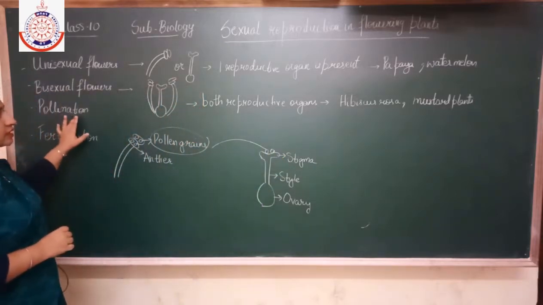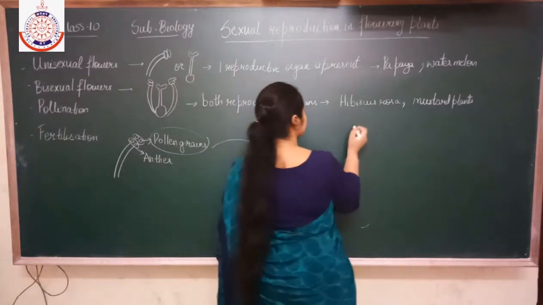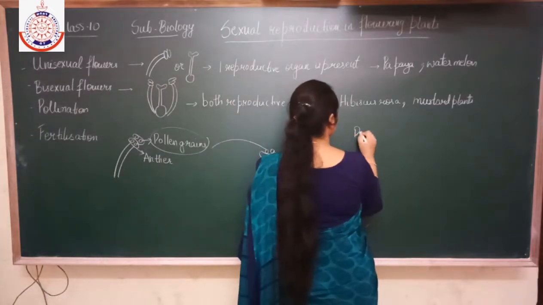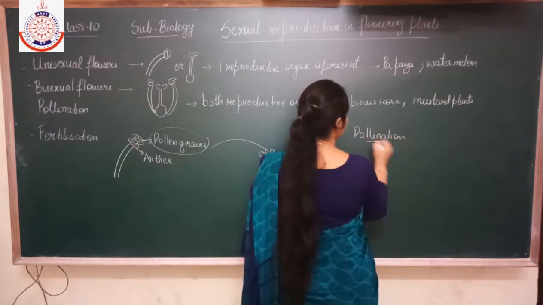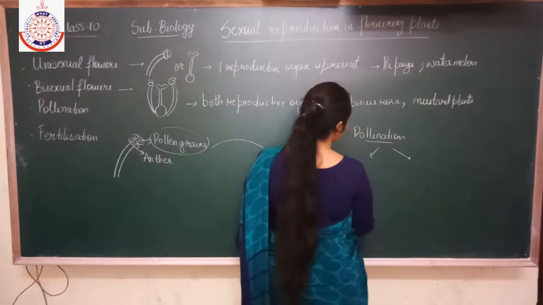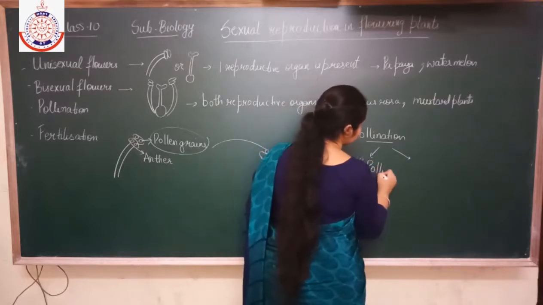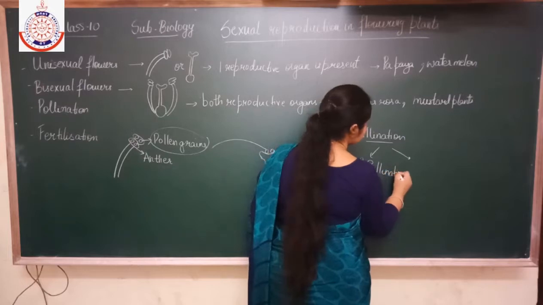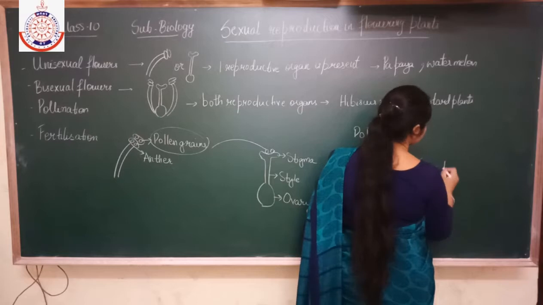Now pollination is also of two types: self-pollination and cross-pollination.